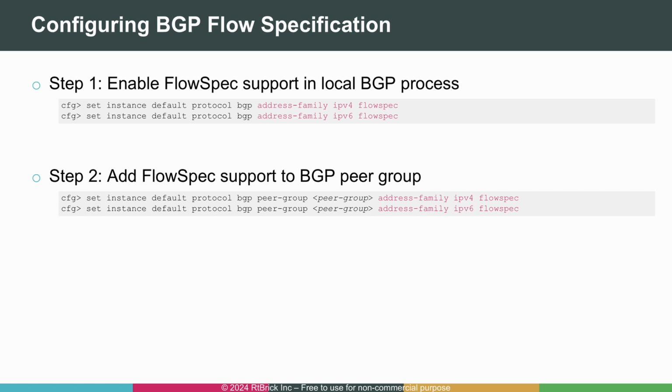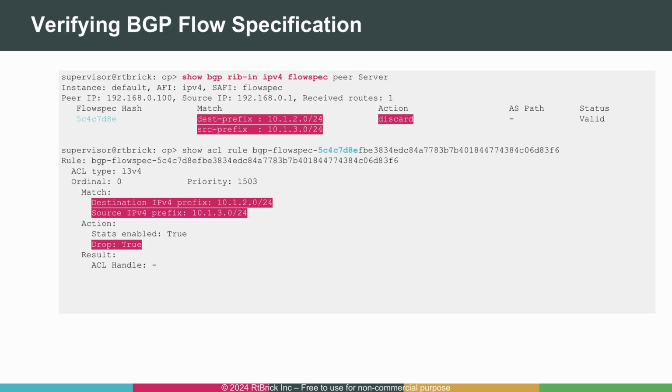To wrap up this section, I've summarized the configuration commands for your reference. Configuring BGP flow-specific rules requires activating the appropriate address families at both the BGP protocol level and the peer group level. BGP flow-specific routes can be monitored using the show BGP ribbon command.